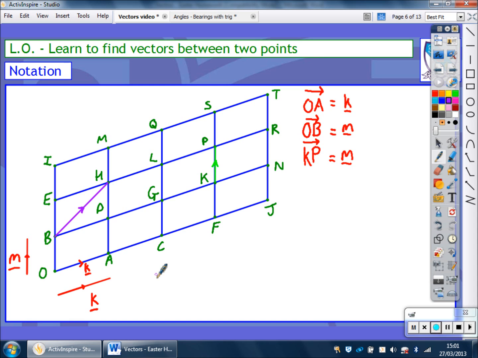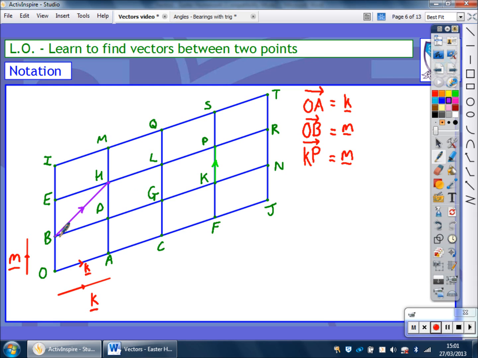Okay, now the vector from B to H is going in a different direction to the other vectors that we know. So we know M and we know K, and we know what direction they have and how big they are. But B to H is going in a different direction. But the thing is, we just basically want to get from point B to point H. It doesn't matter how we do that.